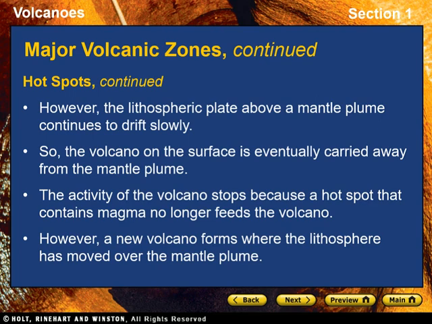Other scientists think that hotspots are the result of cracks in Earth's crust. The theory argues that hotspot volcanoes occur in long chains because they form along cracks in Earth's crust. Both theories may be correct.